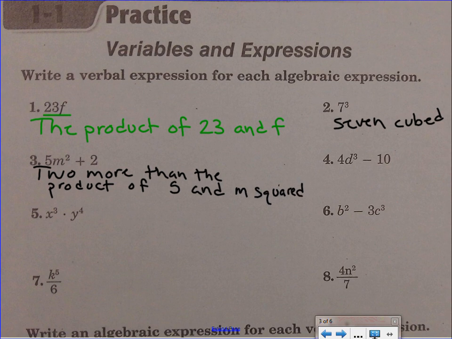Okay. And then the next one I'm going to do very similarly, and I'm going to say 10 less than, with this minus sign. I'm going to say 10 less than the product of 4 and d cubed.